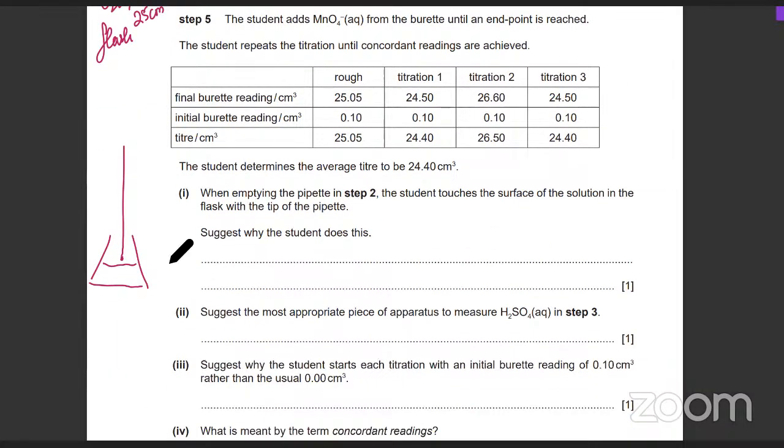So to ensure that all the liquid from the pipette has gone into the solution. We can say to maintain accuracy. But then that will become a bit general. Be exact: so that the last drop goes in, so the pipette is completely empty, okay? And all the 25 cm cube has gone into the solution.